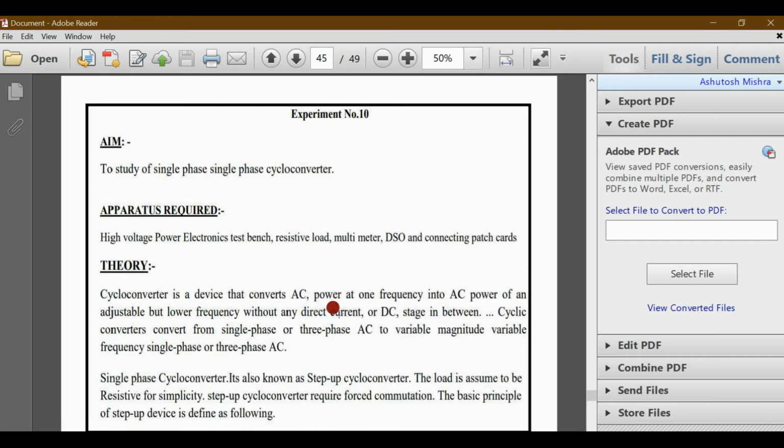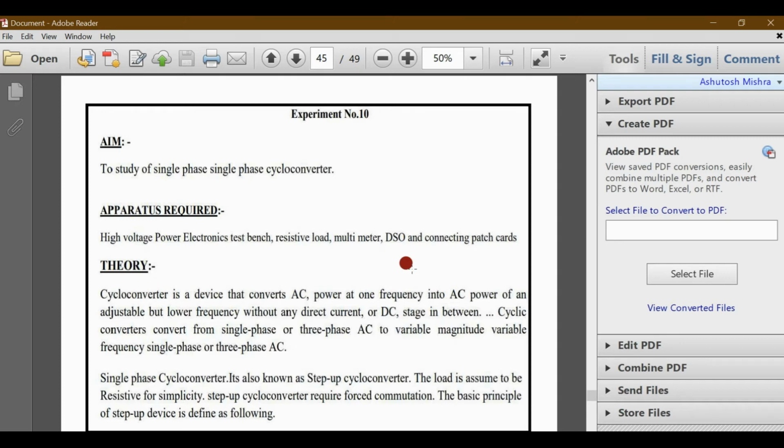The main function of this cycloconverter is to change the frequency level from one AC power into AC power of adjustable but lower frequency without any direct current. Cycloconverters convert single phase or three phase AC to variable magnitude, variable frequency, single phase or three phase AC. So this is the function. The single phase cycloconverter is also known as the step up cycloconverter. We have simulated the step down cycloconverter.